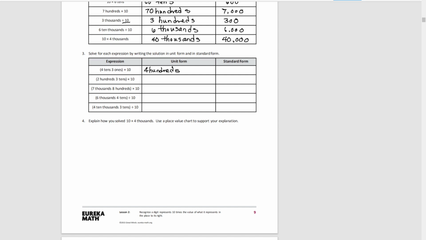Would be 40 tens, which is equal to 400s. And then 3 ones times 10 would end up with 3 tens. And if we write that in standard form, that would be 430. Okay, pause the video and try the rest of the table by yourself.